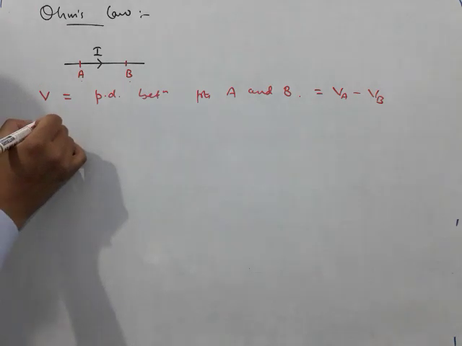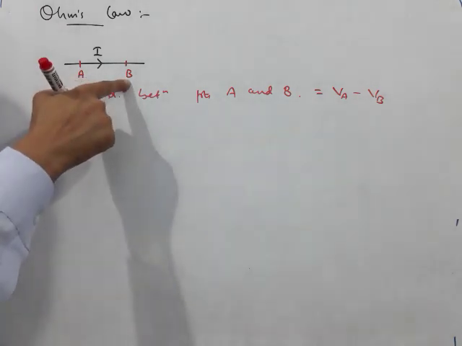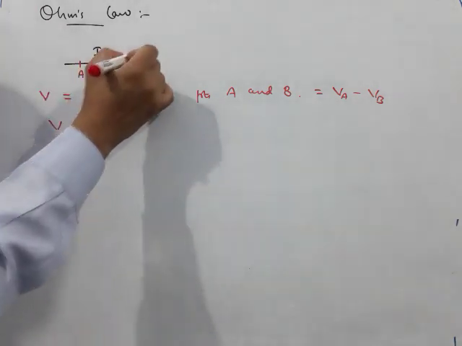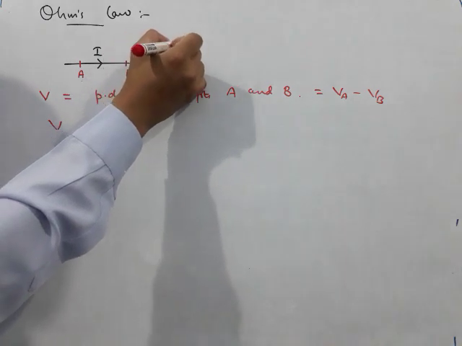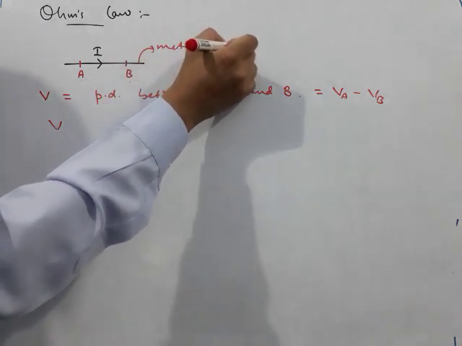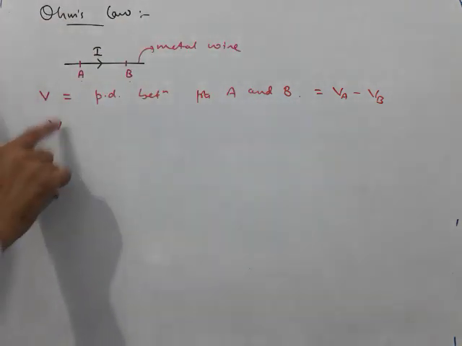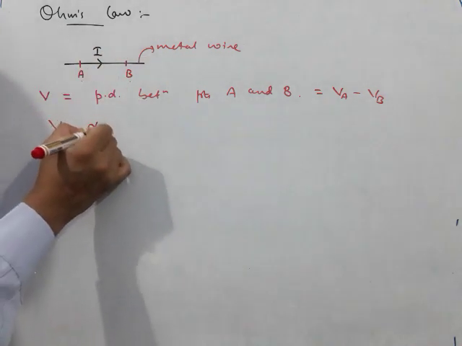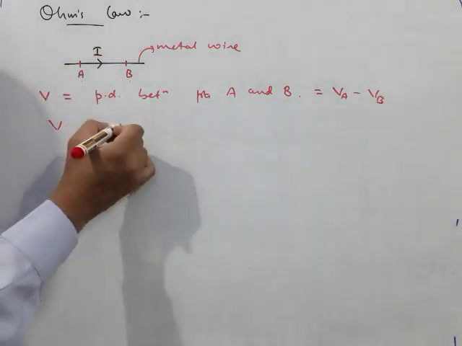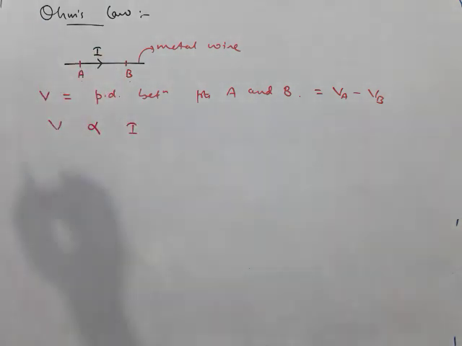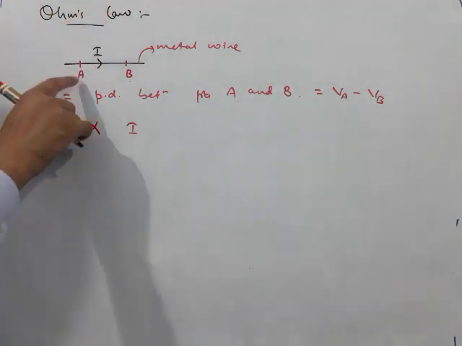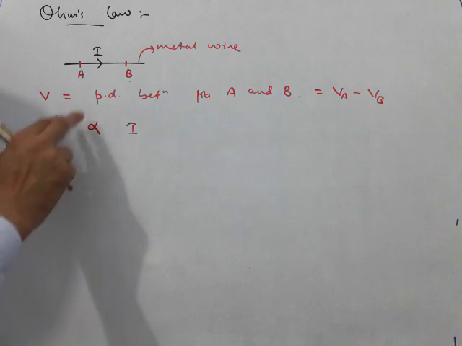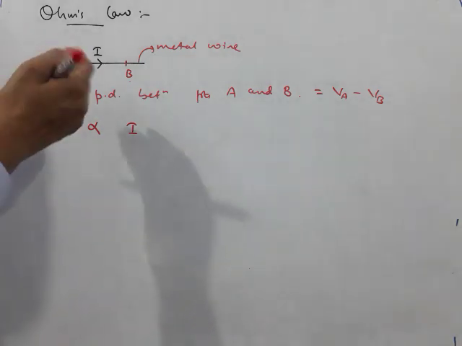Ohm's law says that the potential difference between these 2 points on a metallic wire, so what is this line? This is representing a metallic wire. The potential difference between 2 points on the metallic wire is directly proportional to the current flowing through that particular wire. This means if this current increases, the potential difference between 2 points will increase in the same ratio, in the same proportion.